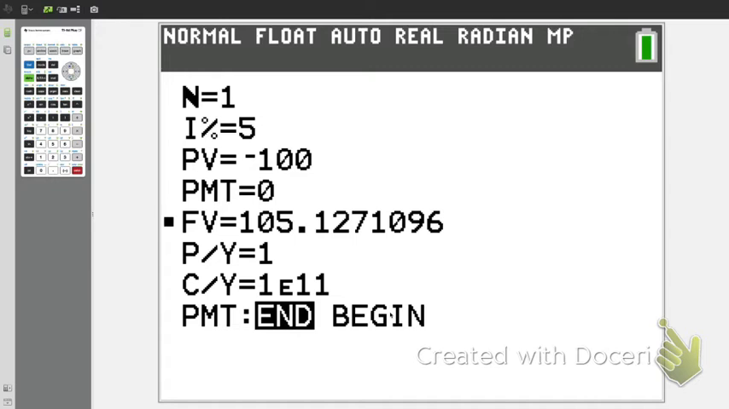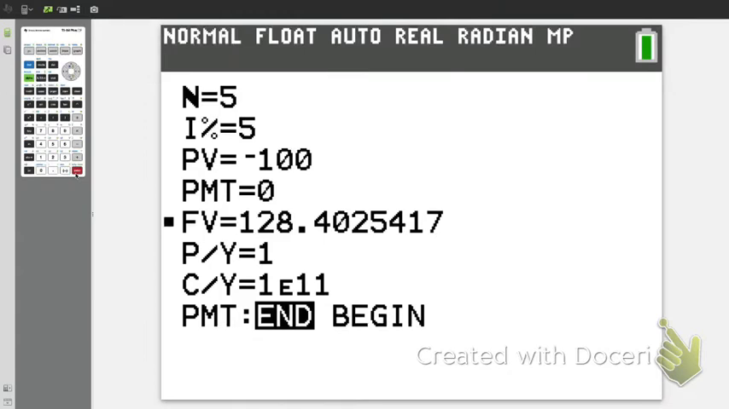Yeah, the number of years. So in this case, that's just my n. So with n being 5, we get more money, $128.40. Okay. We're going to come back to example 2 in just a minute. Let's take a look at example 3 while we're still in the same solver.